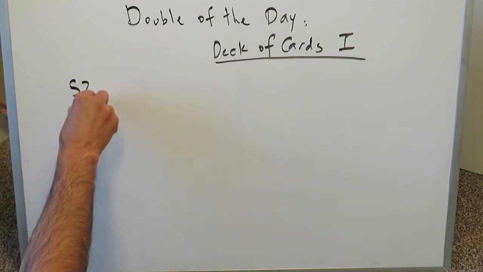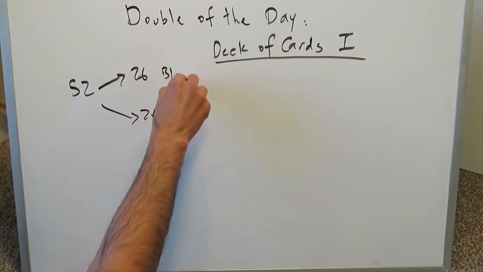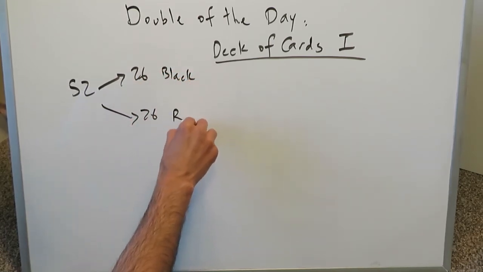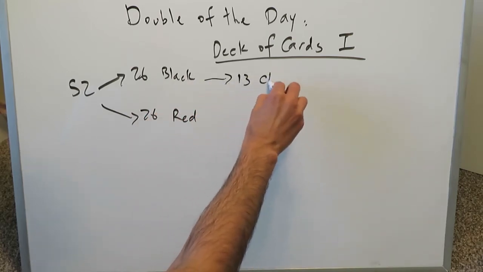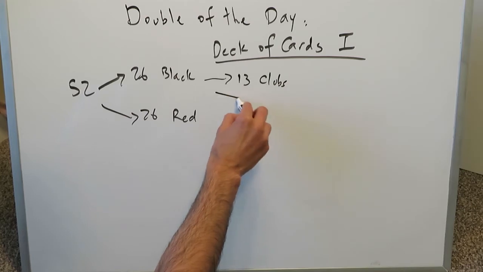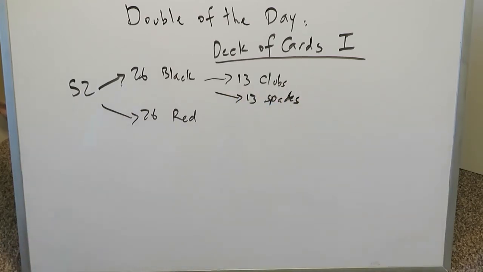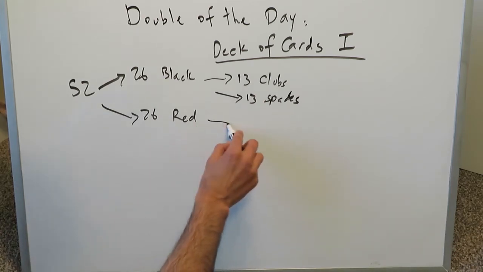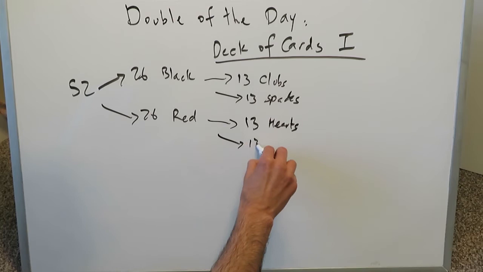You have 52 cards, of which 26 are the black cards, right? And then you have 26 red cards. Of these 26 cards, 13 are basically clubs, which are the black ones, and then you have 13 which are spades. You have to be familiar with these, and if you're not, I'll help you out over here. From the red 26 cards, 13 are hearts and 13 are diamonds.